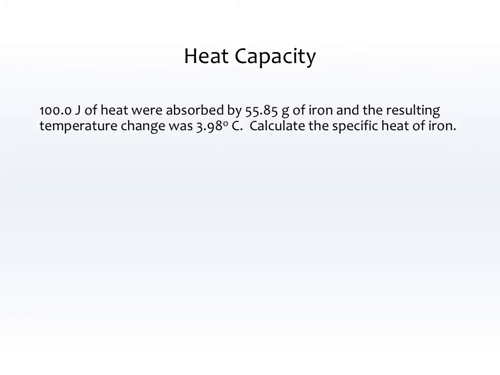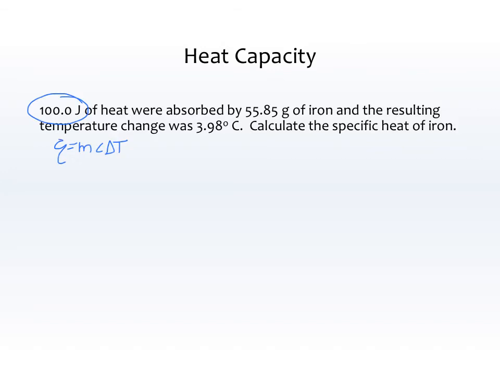Let's do another one. 100 joules of heat are absorbed by 55.85 grams of iron, and the resulting temperature change was 3.98 degrees. Calculate the specific heat of iron. Do not look it up on your handy-dandy reference chart. We're going to calculate it and then compare it to your handy-dandy reference chart. So, we're talking about temperature changing, heating and cooling, not melting or freezing or boiling iron. So my formula is Q equals mc delta T. This 100 joules is the heat absorbed.